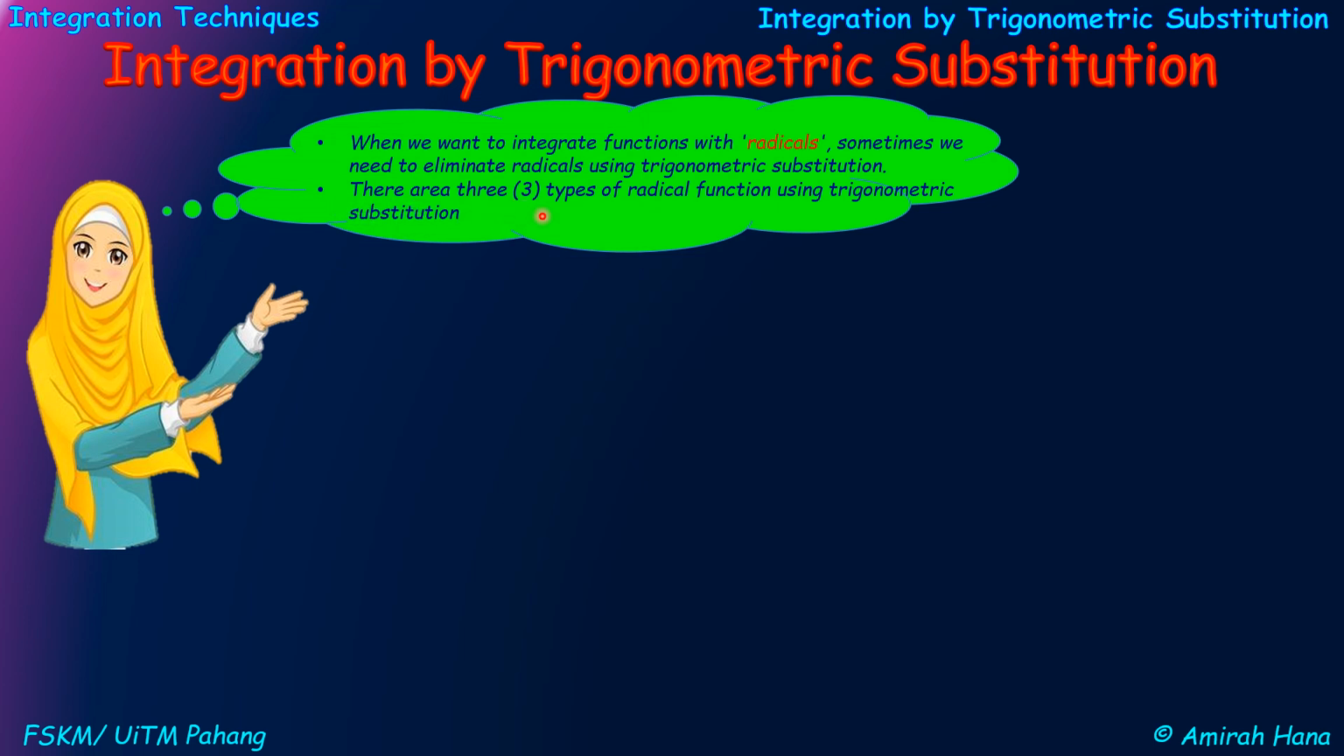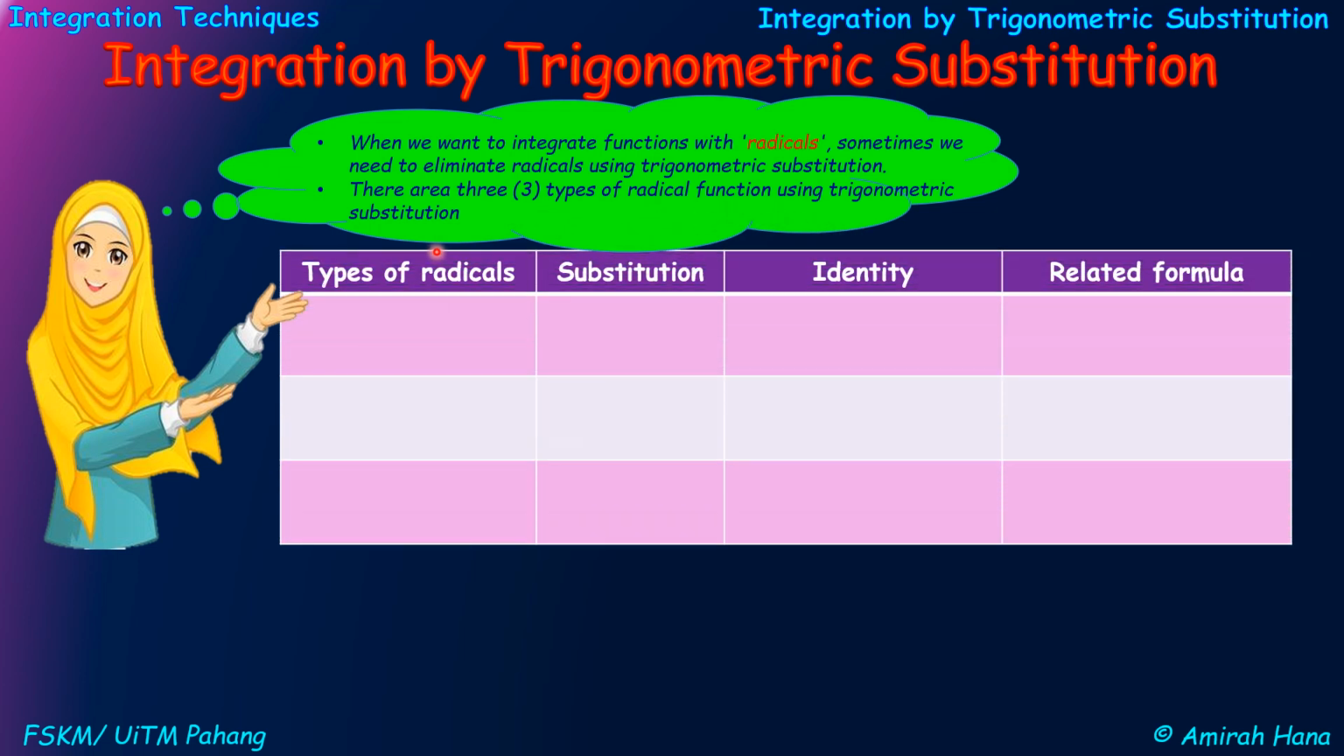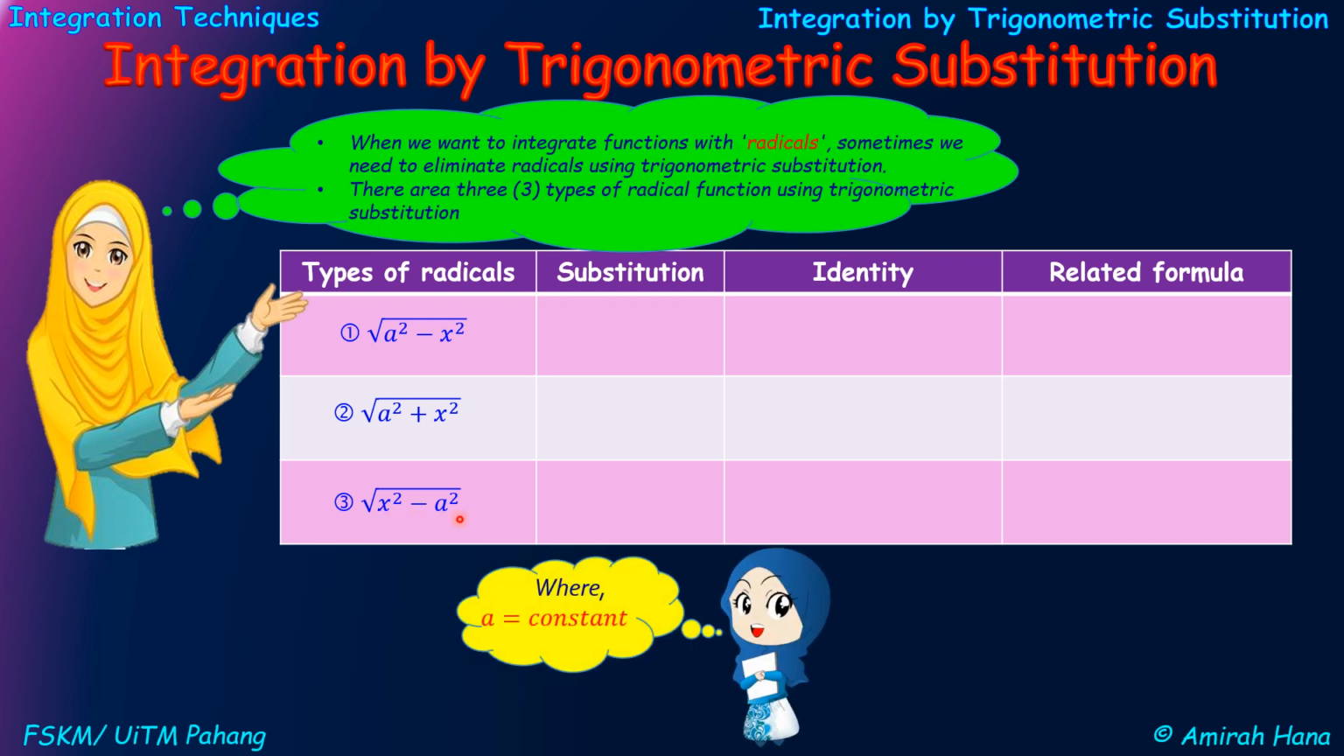There are 3 types of radical function using trigonometric substitution. Number 1, square root of a squared minus x squared. Number 2, square root of a squared plus x squared. And number 3, square root of x squared minus a squared. Here a means a constant.